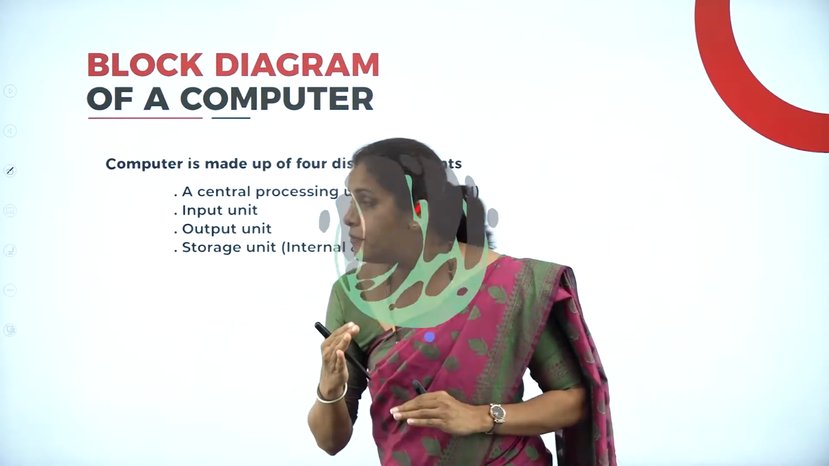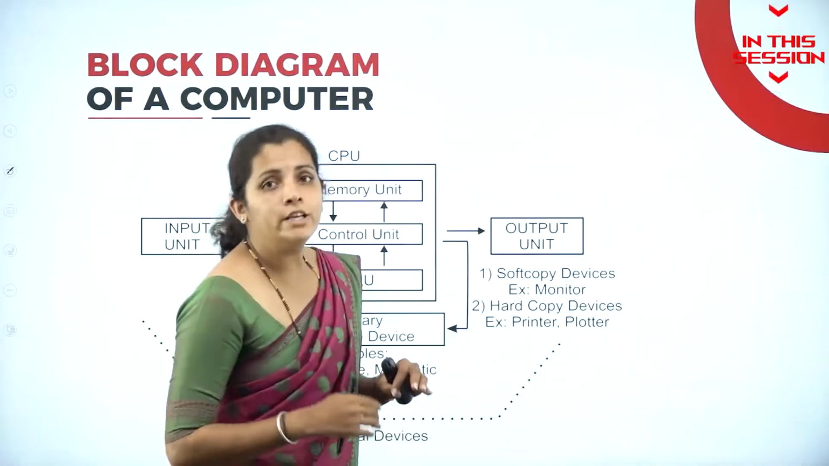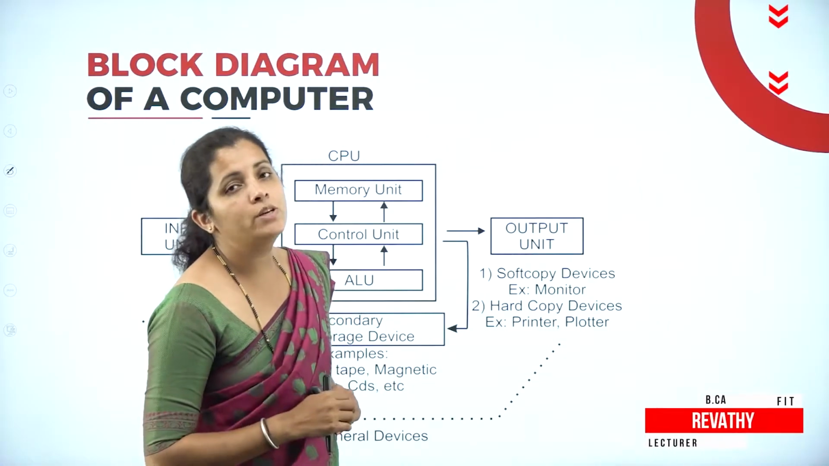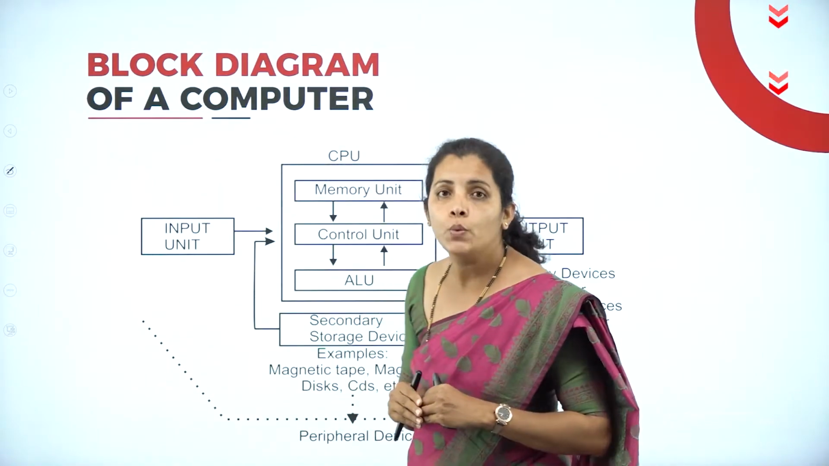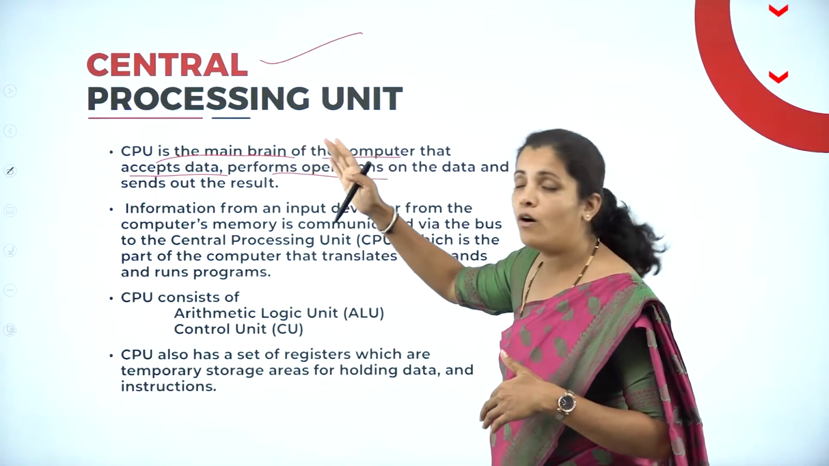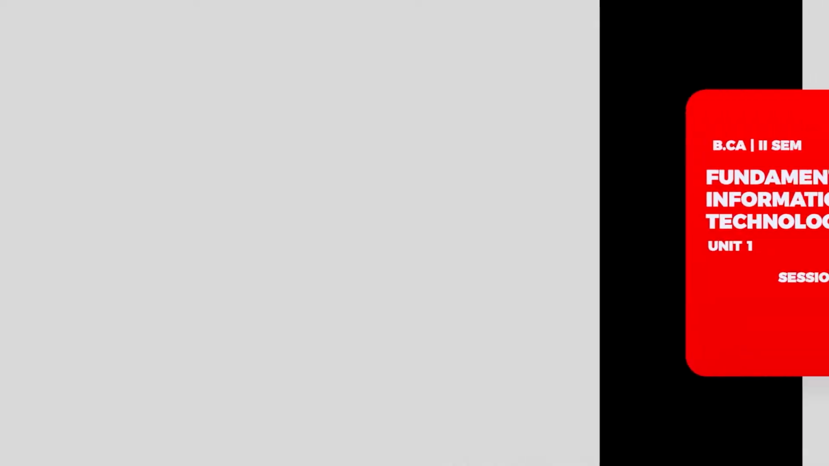In the block diagram of a computer, we are going to get 4 different units. Dear students, from the examination point of view, the block diagram of a computer is very important. CPU is the brain of the computer that accepts data.